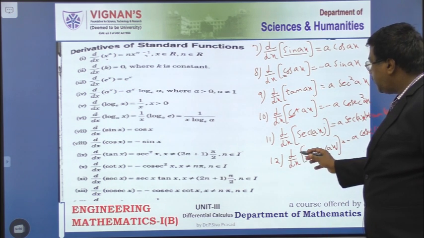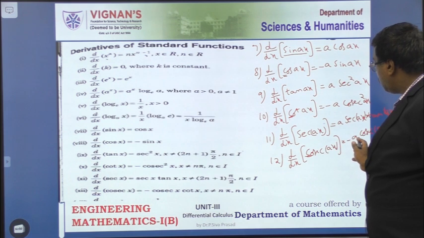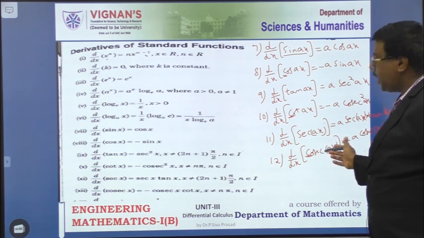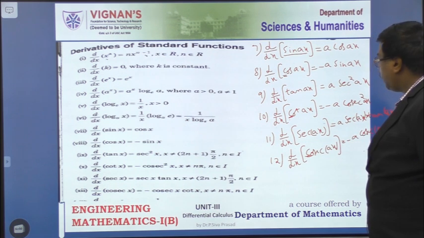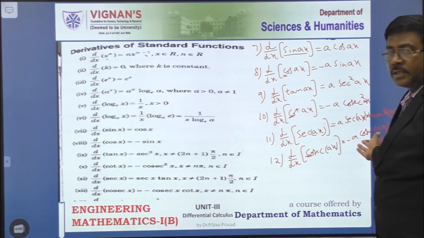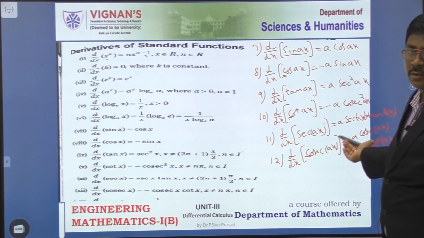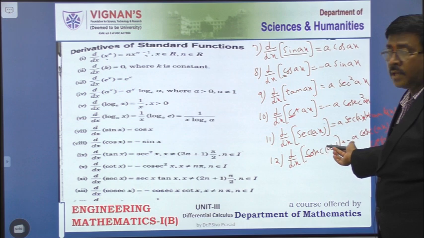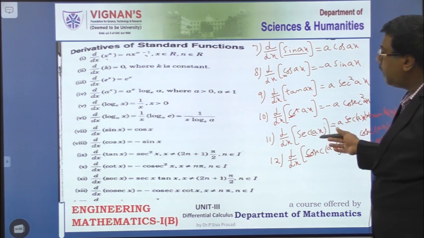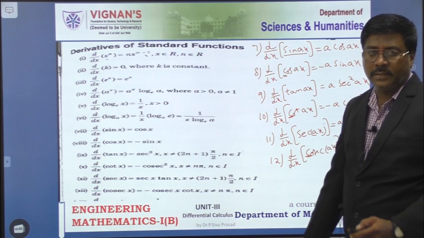How do we have to prepare this? d by dx of cosecant x is equal to minus 1 into cosecant x into cot x. d by dx of cosecant 2x is equal to minus 2 into cosecant 2x into cot 2x. d by dx of cosecant 3x is equal to minus 3 into cosecant 3x into cot 3x. And d by dx of cosecant 4x is equal to minus 4 into cosecant 4x into cot 4x. Likewise, you have to practice all these formulas.